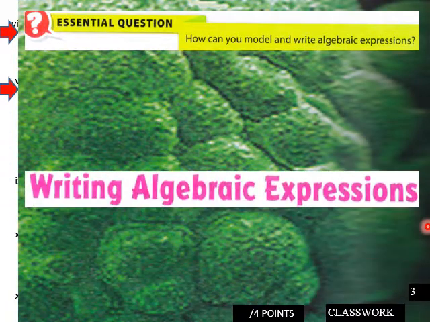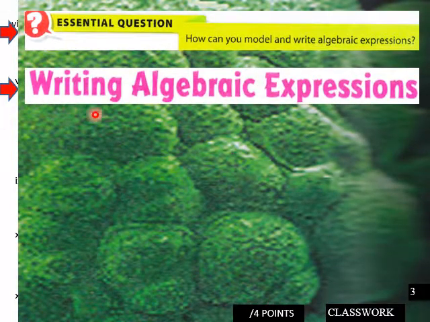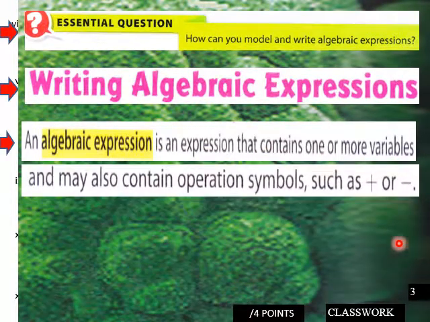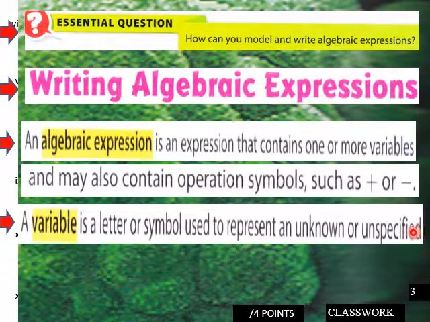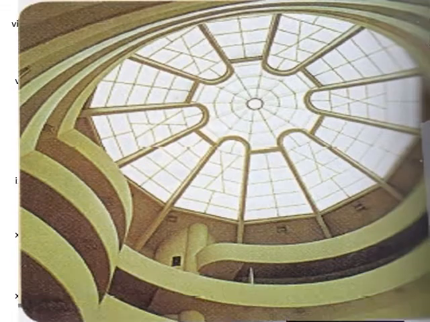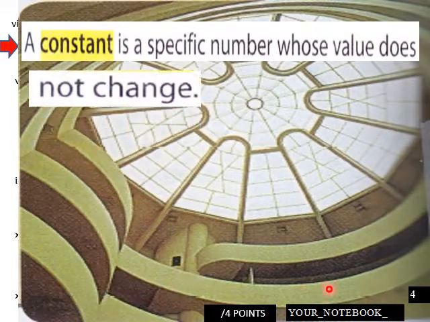Page 3, classwork, essential question. Writing algebraic expressions. How can you model and write algebraic expressions? This is the beginning of really algebra right here. We've been working in that direction. An algebraic expression is an expression that contains one or more variables. It may also contain operation symbols such as plus, minus. A variable is a letter or symbol used to represent an unknown or unspecified number. The value of a variable can change.